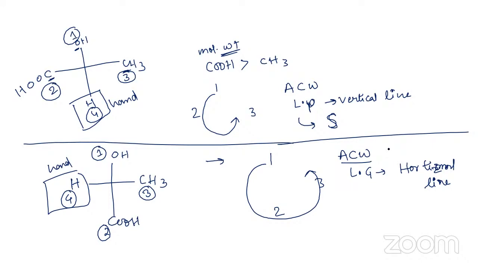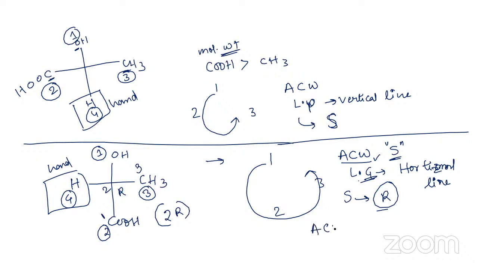Anti-clockwise, we will normally show S configuration. But the lowest group is at the horizontal line, so you convert it into R. So now this will become R configuration. So in your NCERT, it will look like 1, 2, 3, with the second position, R configuration. Like that, you people need to remember.